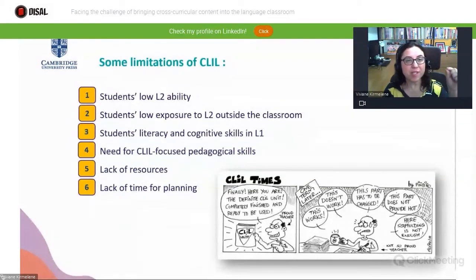So now I have presented here 6 different limitations, and I'd like you to write in the chat box the limitation or limitations that are the most salient in your teaching context. Just write the number in the chat box, please.